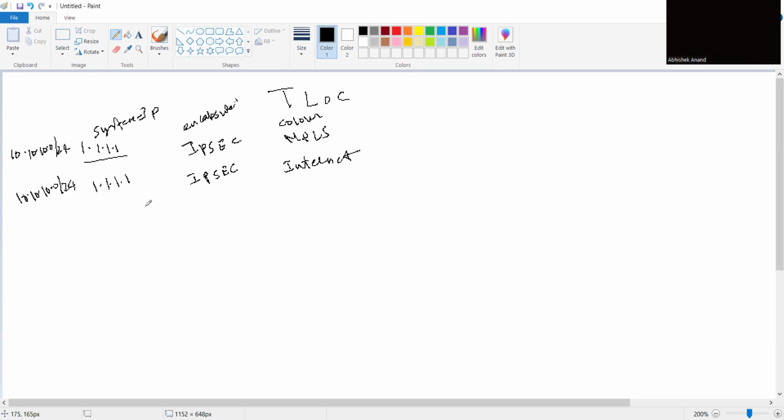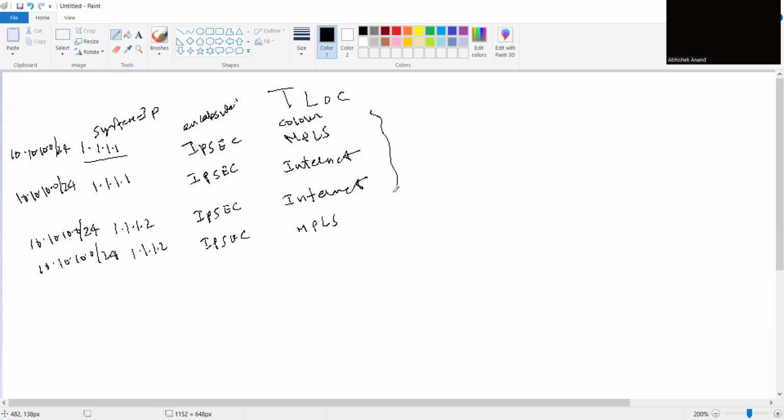Okay. So again, 10.10.10.0/24 will be advertised from system IP 1.1.1.2, IPsec, internet. And 10.10.10.0/24 from 1.1.1.2, IPsec, MPLS. So a total of 4 TLOCs will be advertised, 2 from primary and 2 from secondary.